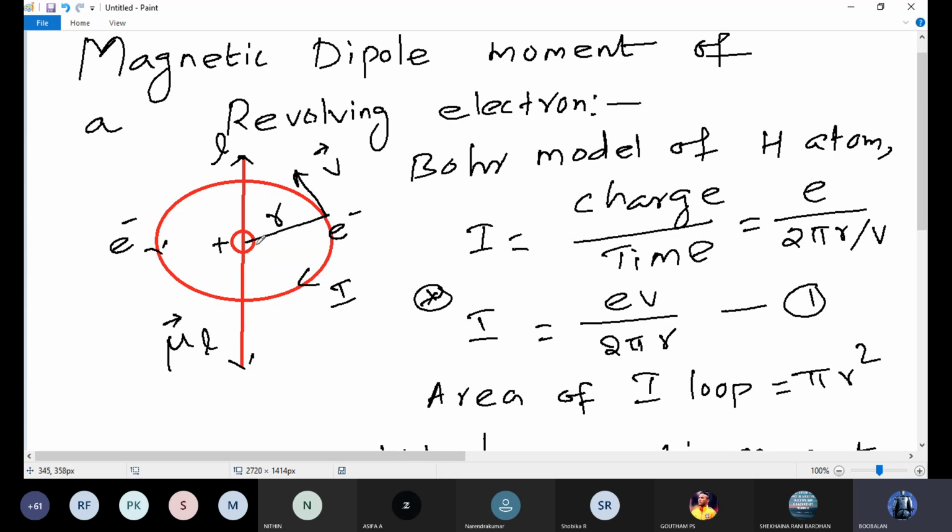Okay, listen. The magnetic dipole moment of a revolving electron is perpendicular to the plane. So this is perpendicular now. See that mu L is perpendicular to the plane, and the direction is downward. Please take a note. Using the right hand thumb rule, the direction of the magnetic dipole moment of a revolving electron will be perpendicular, so it is downward.